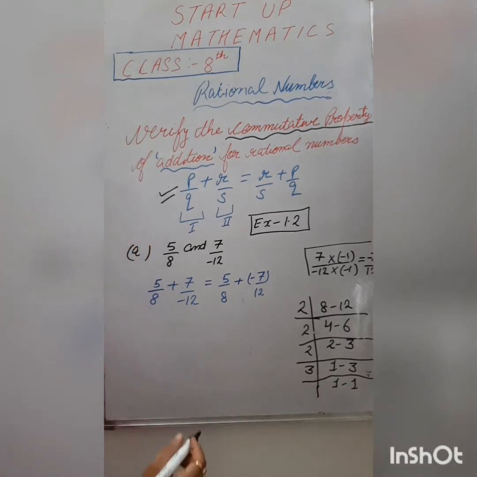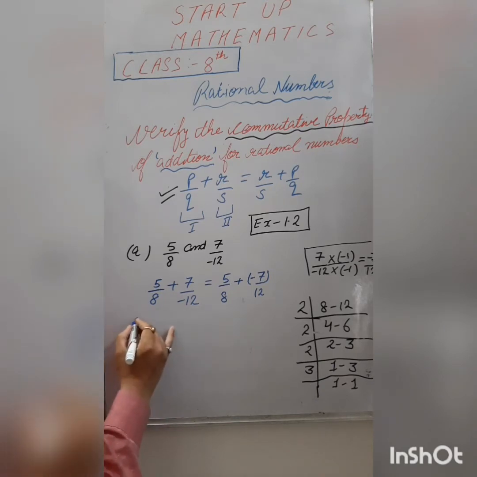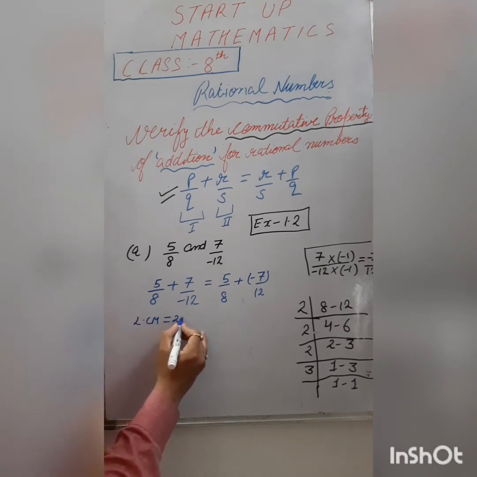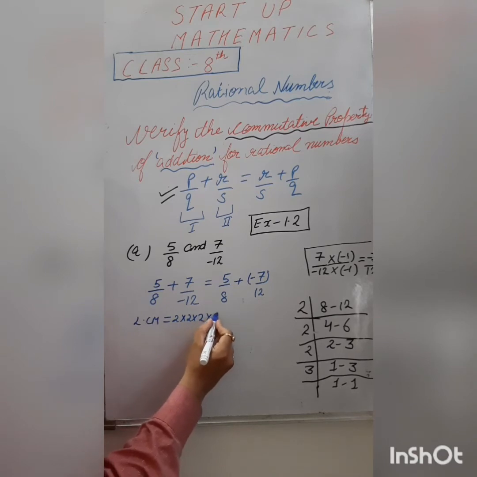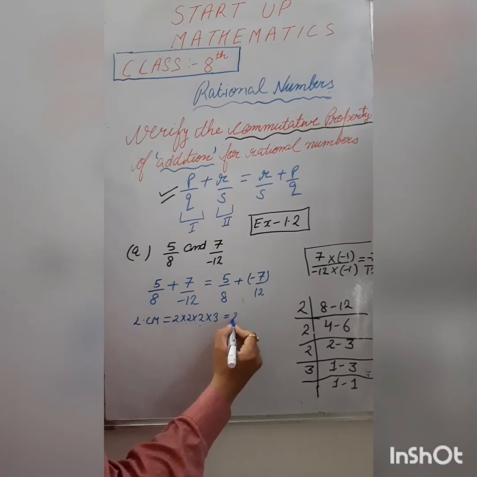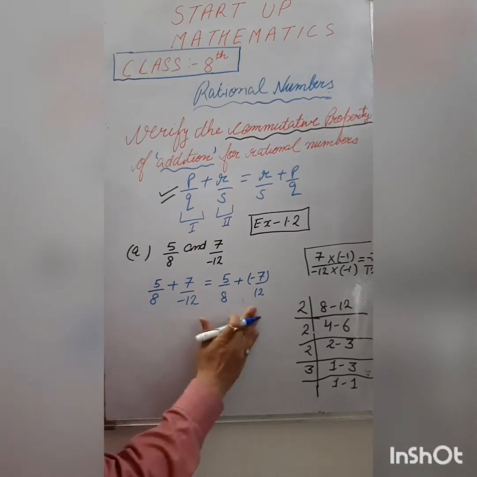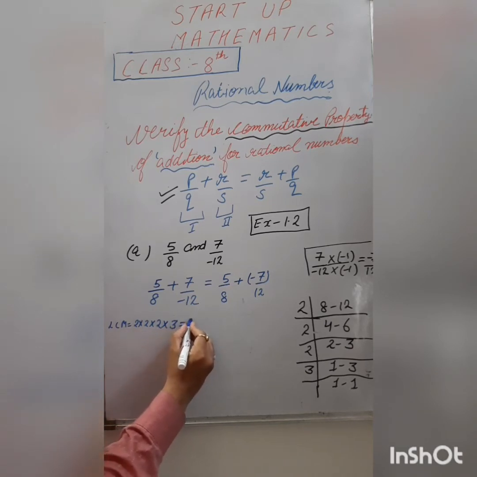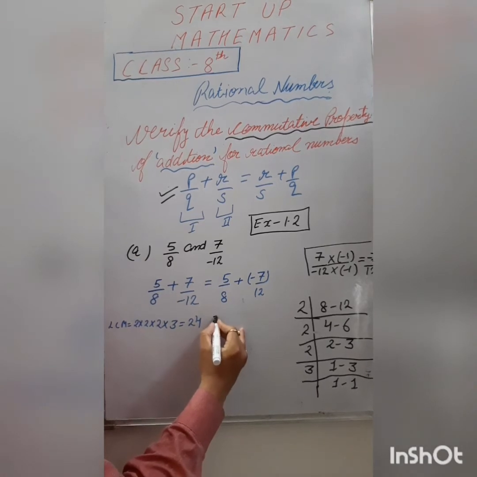So the LCM of the denominators is 2 multiply 2 multiply 2 multiply 3. 2 2s are 4, 4 2s are 8, 8 3s are 24. So 2 multiply 2 multiply 2 multiply 3 is equal to 24. So the LCM is 24. Solve it.